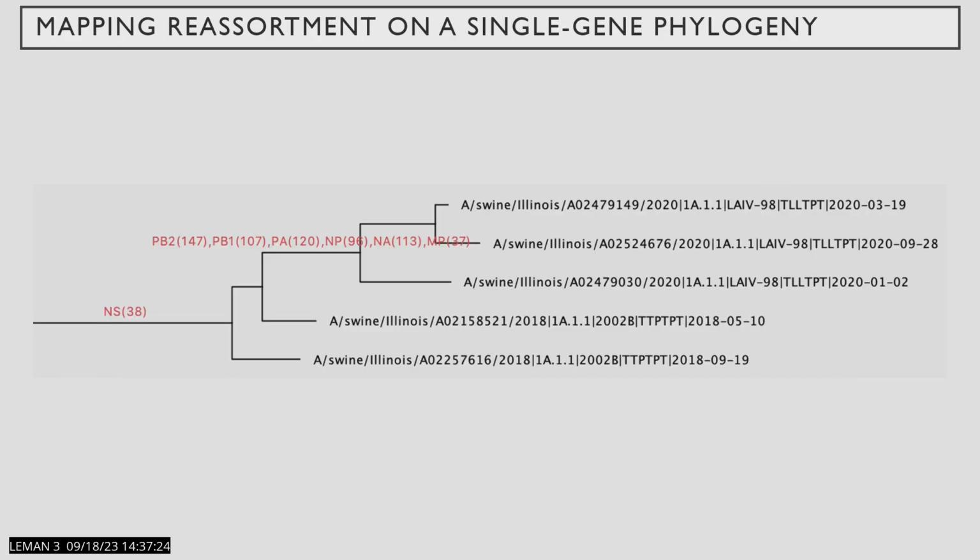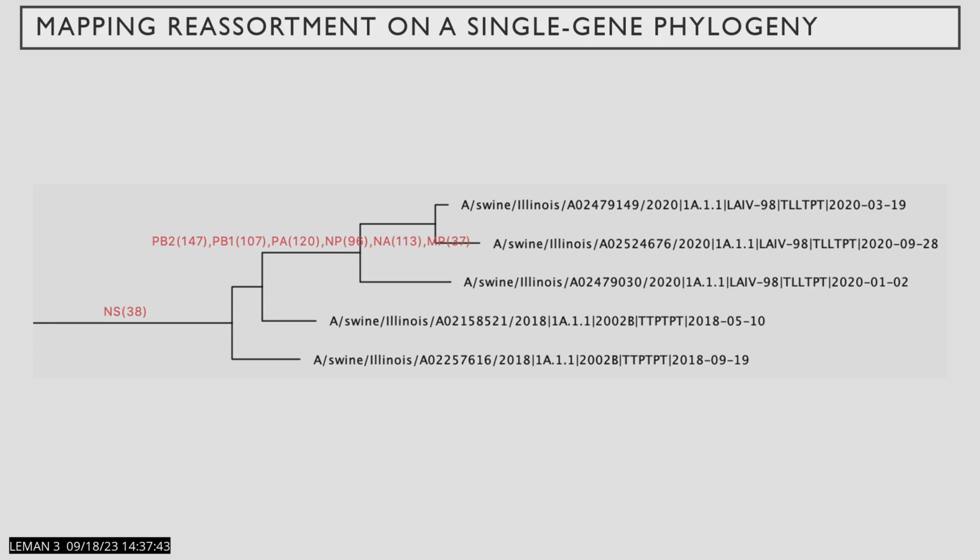So we wanted to do something slightly different, where we let you look at the evolution of the hemagglutinin, but still map the reassortment events onto that evolutionary tree. And this is just a small snippet of that, these swine H1s, just a small branch.